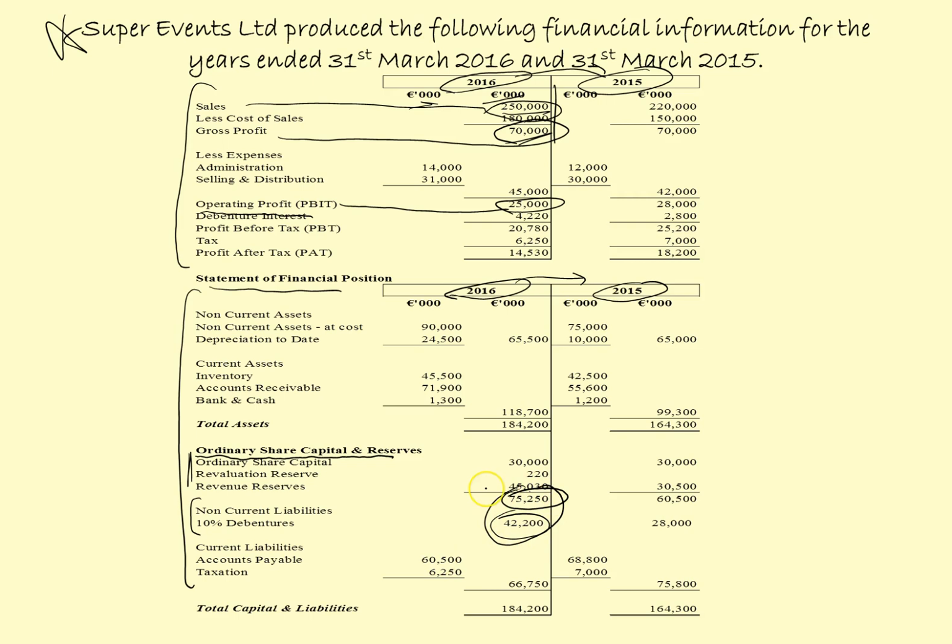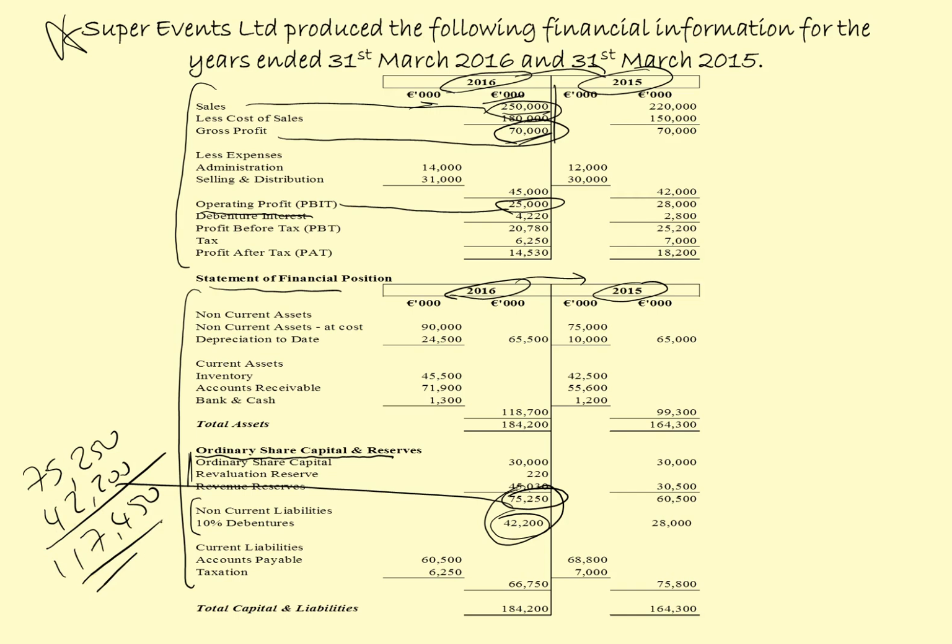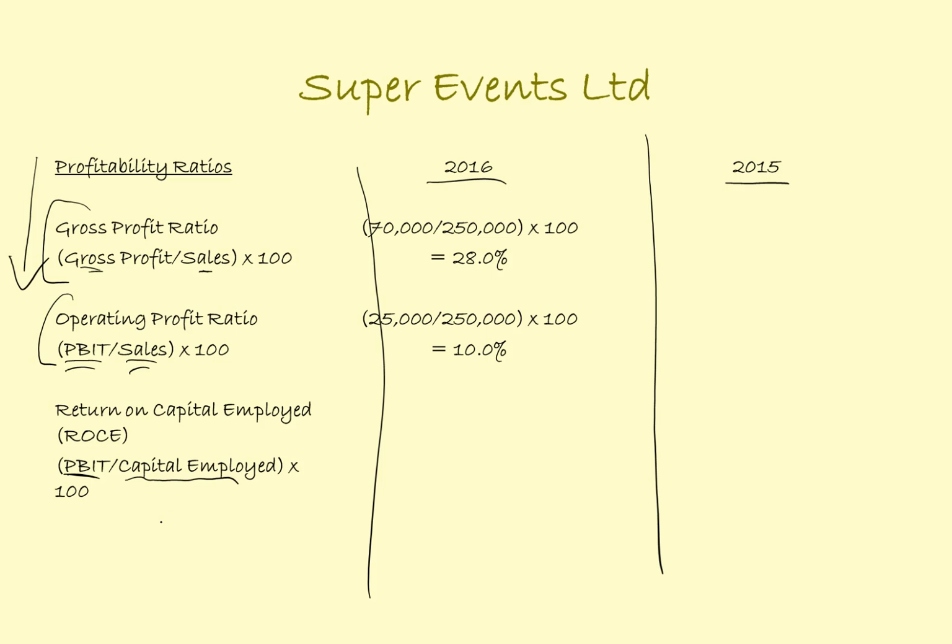So I'm going to add these two numbers here together, and that'll give me my total capital employed. So if I just take that over there, I've got 75,250 plus 42,200. Adding those together, 5, 6, 7, 7, 8, 9, 10, 11. That's 117,450. So I'm going to pop that in here. So I'll have my PBIT, 25,000, divided by 117,450, multiplied by 100, and that is 21.3%.